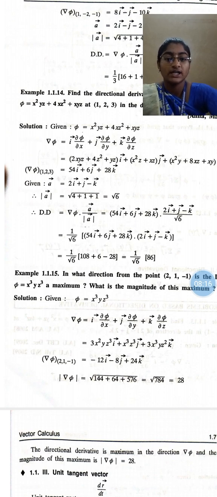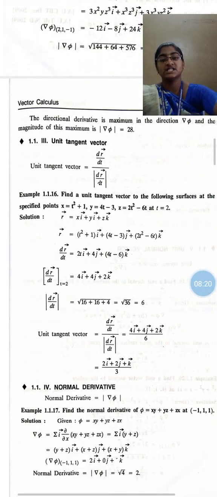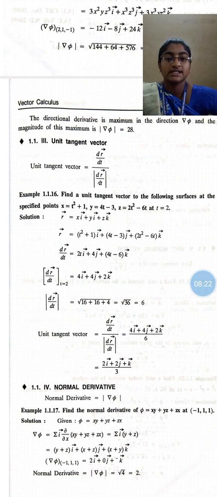Okay, our third topic is unit tangent vector. So unit tangent vector is nothing but dr vector by dt divided by modulus of dr vector by dt. We already know that the r vector value is x i vector, y j vector and z k vector. Differentiate it with respect to t. First of all, let us see the example.